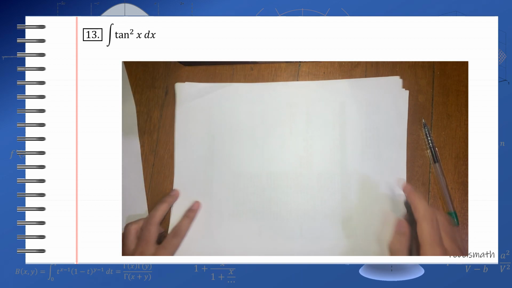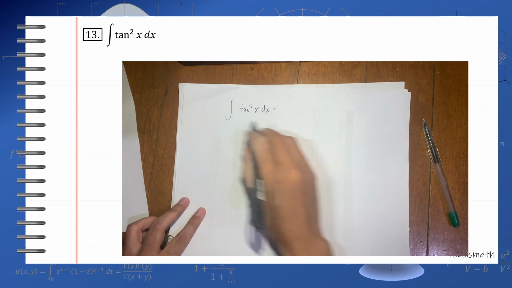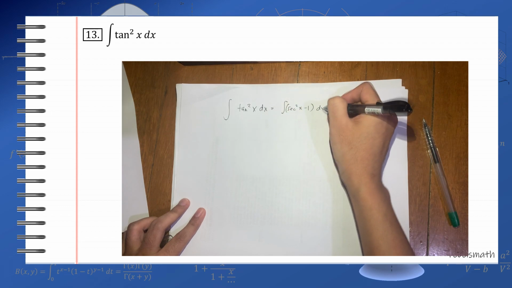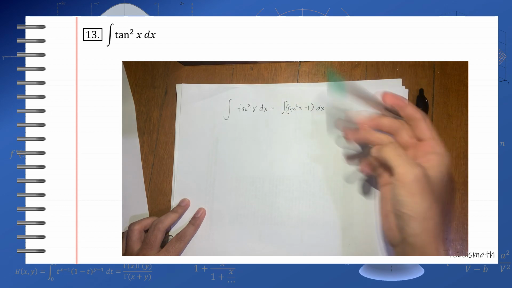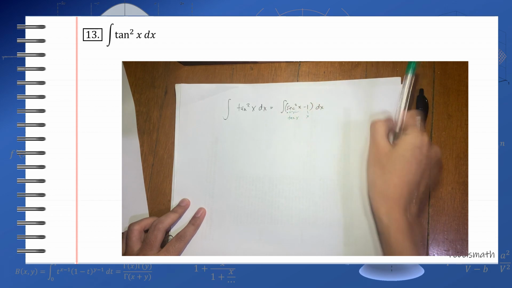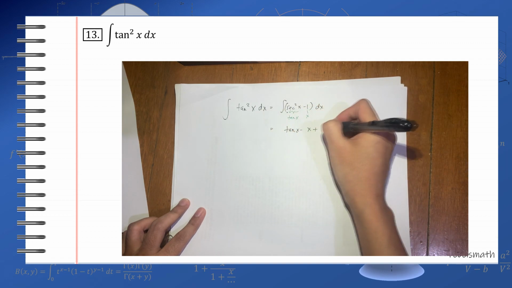Next, item number 13. Oh, this is quite easy. Integral of tan squared x dx. Tan squared is secant squared x minus 1 dx. This we know. The integral of this is tan x, and this is just x. So the answer is tan x minus x plus c.